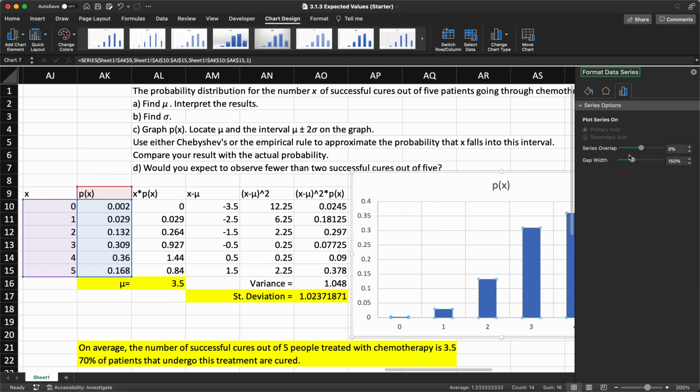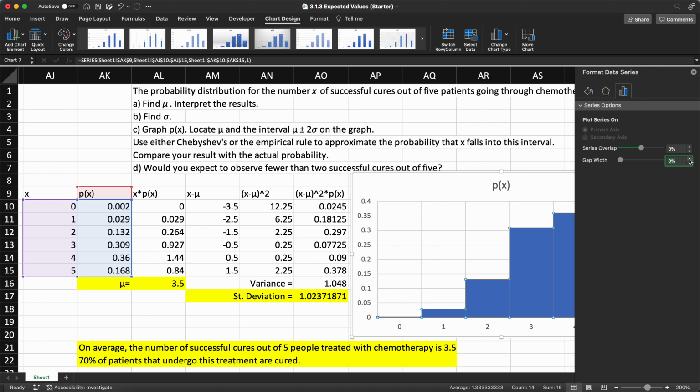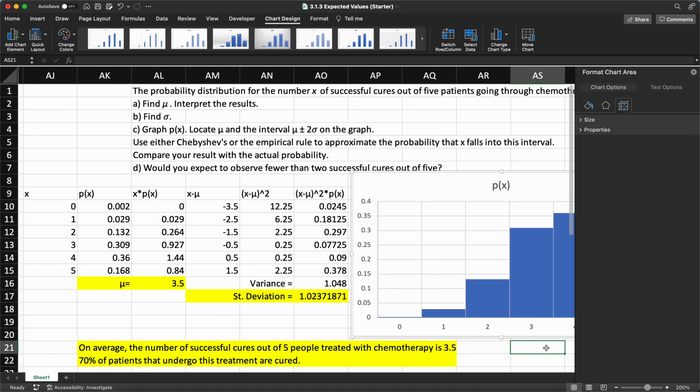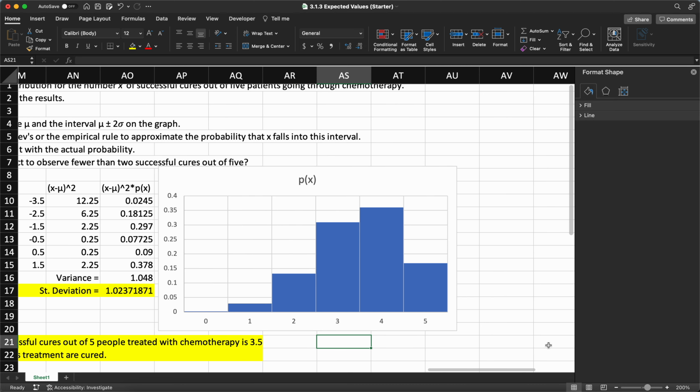So if we get rid of the gap width, this is our graph. And you can see, if we just look here, this looks approximately normal. Okay, this is a bit skewed, but it is approximately normal. We could imagine that if we kept going, if we had 6 or 7 patients, we would sort of see this taper off on the other side. And so our mean is right here, right between 3 and 4.